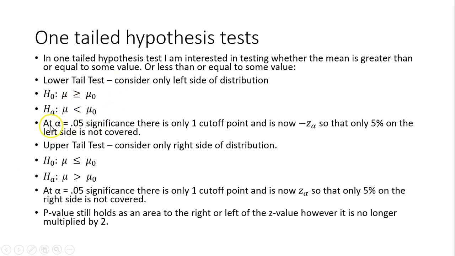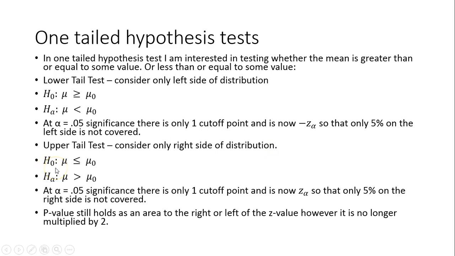At alpha equals 0.05 significance, there is one cutoff point, now negative z alpha, so that only 5% on the left side is not covered. And vice versa for an upper tail test. Consider only the right side of the distribution.